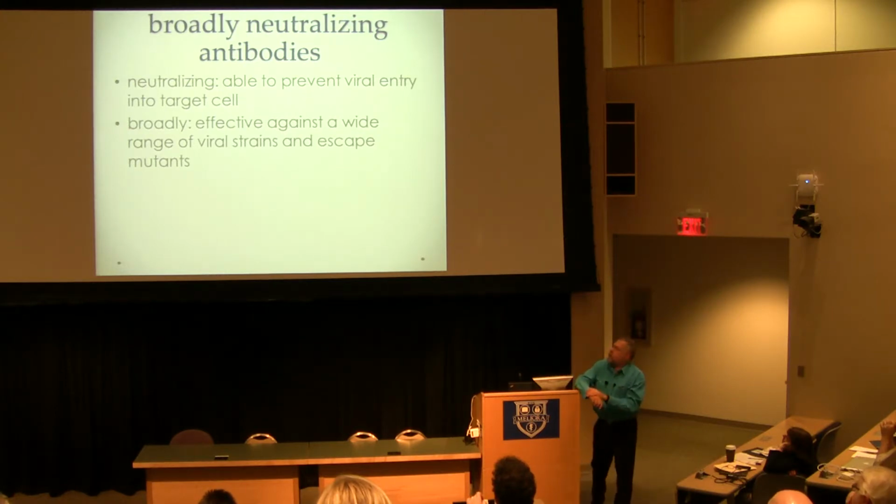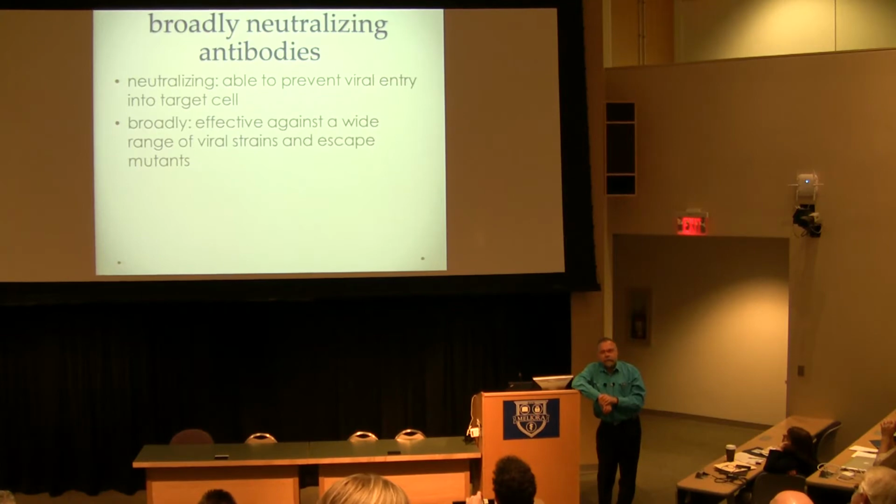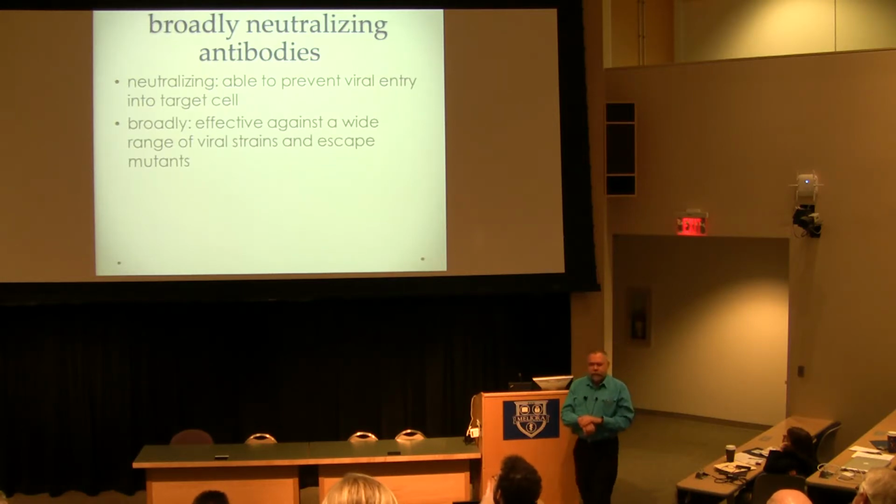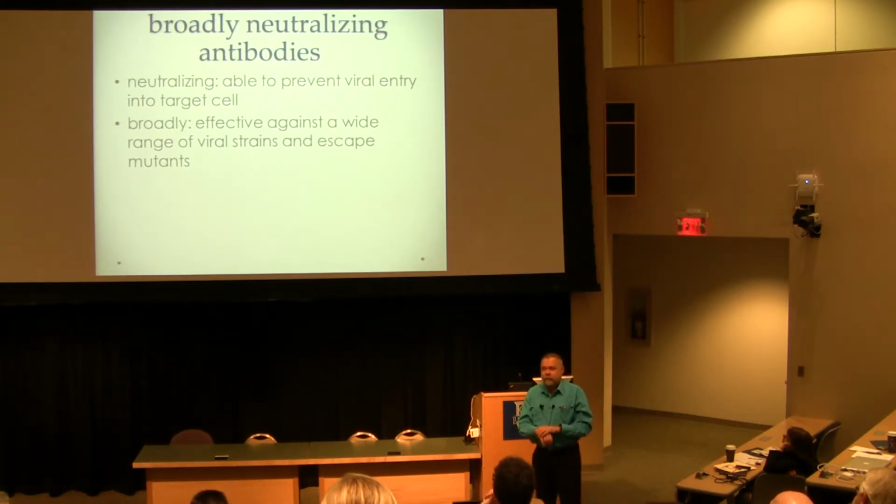So I would like to talk now about broadly neutralizing antibodies in a little bit more detail. This is really what we're truly after. Broadly neutralizing antibodies both against influenza and against HIV. Now, broadly neutralizing implies two things. It implies neutralizing, and it implies broadly.